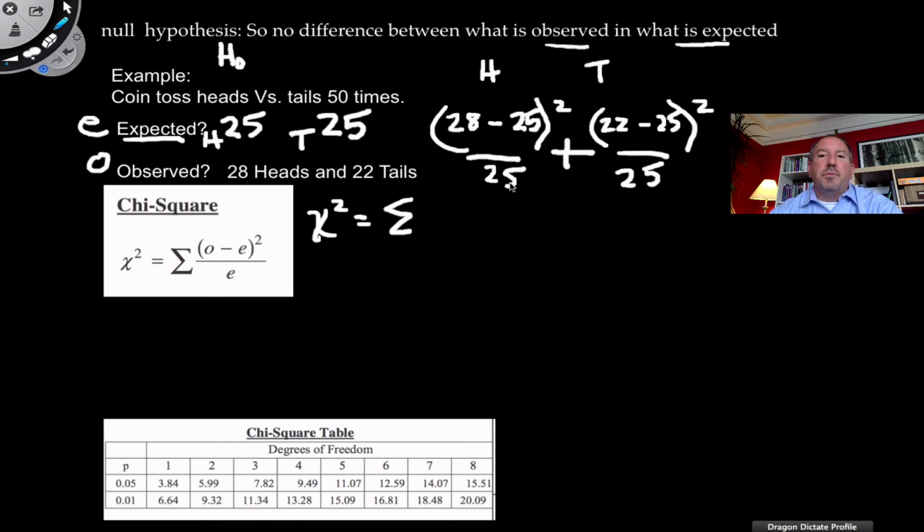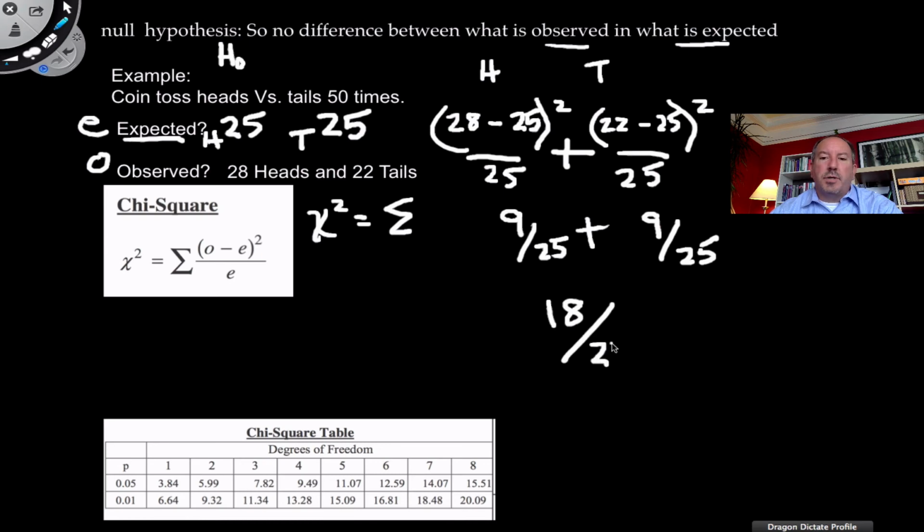So let me just do the math. I took the time to do it over here. So it's 9 divided by 25. And then this is also, interestingly, 9 divided by 25. And then when you add this up, it's 18 divided by 25, which is equal to 0.72. Hopefully I've done that correctly. So, okay, what is that?